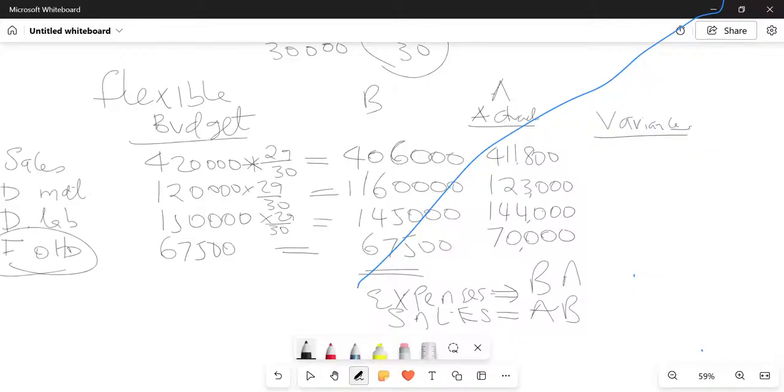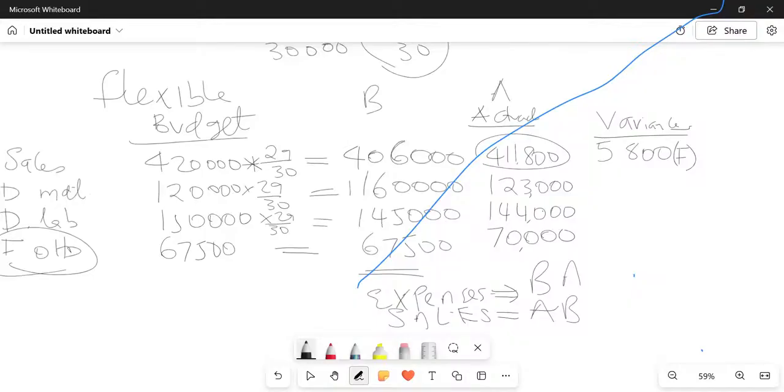So can somebody give me this variance? 411,800 minus 406,000. What are we getting? 5,800 favorable, right? Remember, don't tell me that these are sales variances which are exceptional. No. When you do AB, the sign takes care of itself. You can see the actual sales was higher than the budget.